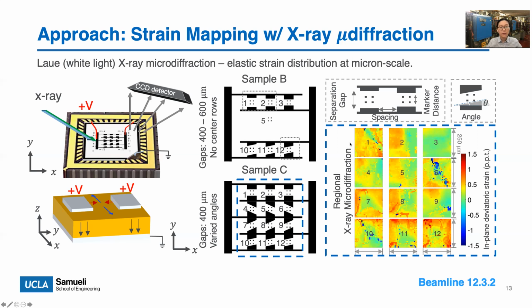Okay, and then here on the right-hand side, these are the regional strain profiles, and each square region here is 250 by 250 micron in size. And the experiments were conducted on beamline 12.3.2 at ALS.